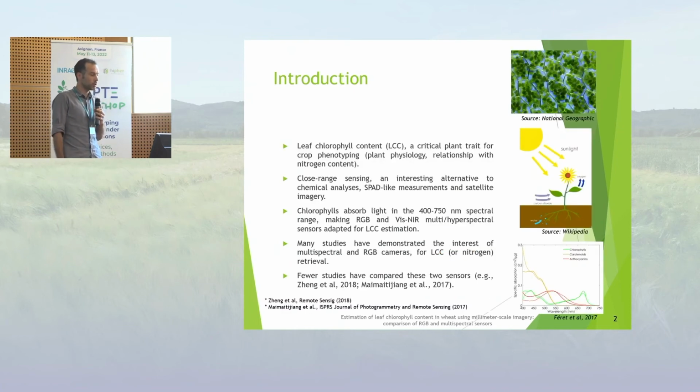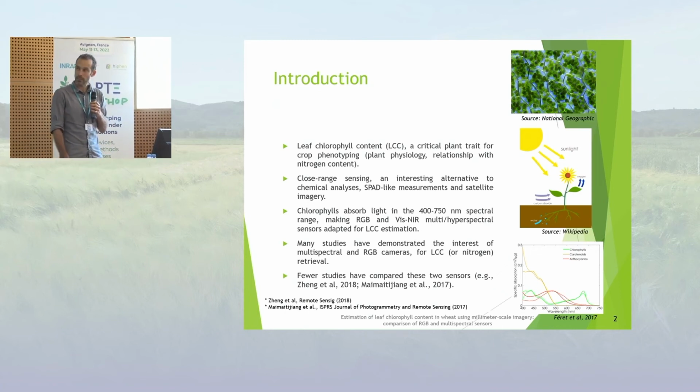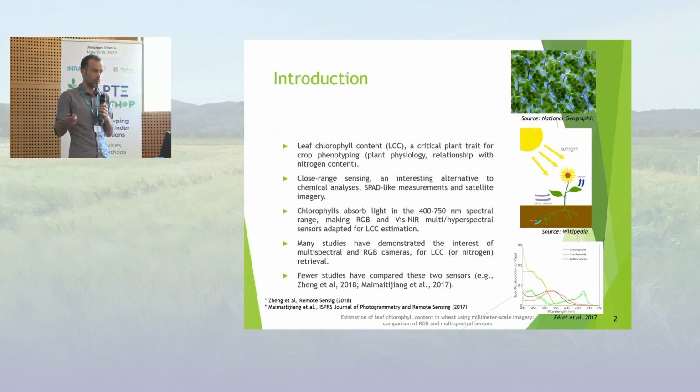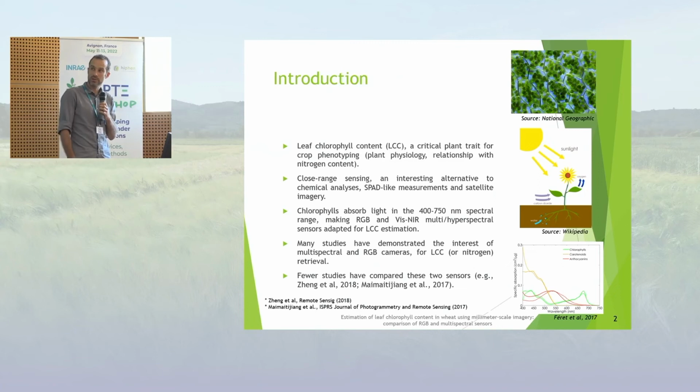As you know, leaf chlorophyll content is a critical plant trait for crop phenotyping. For example, to study plant physiology or because of its relationship with the nitrogen content. And actually, close-range sensing is an interesting alternative to other ways of measurement, such as chemical analysis, which is destructive, SPAD-like measurements, which are only punctual, or satellite imagery, which is too coarse to focus on the leaf part.